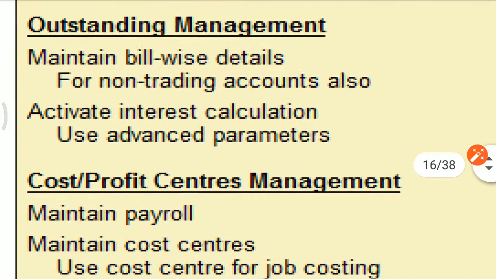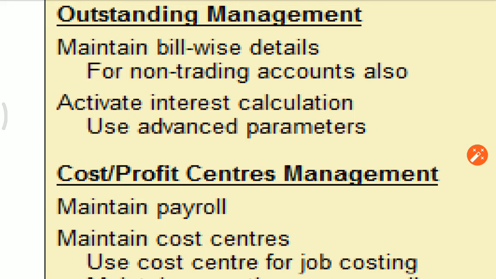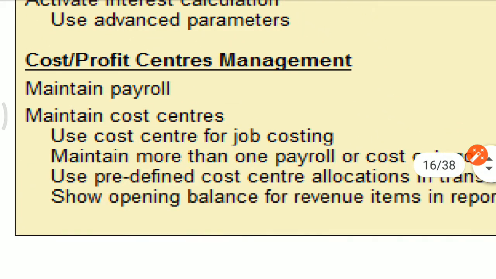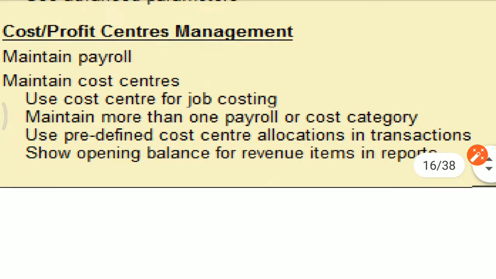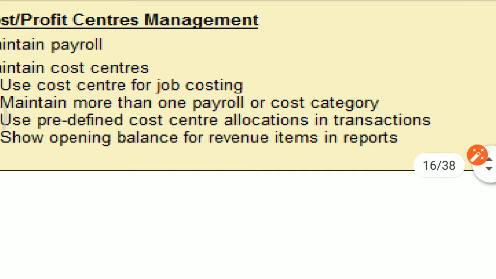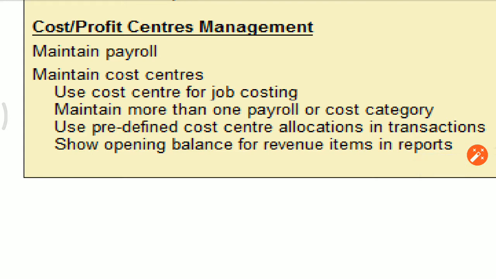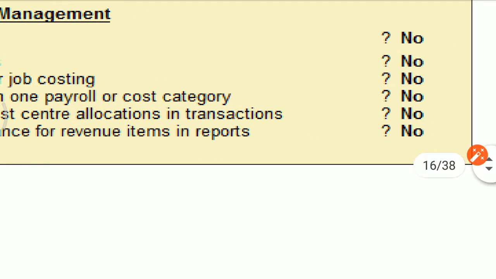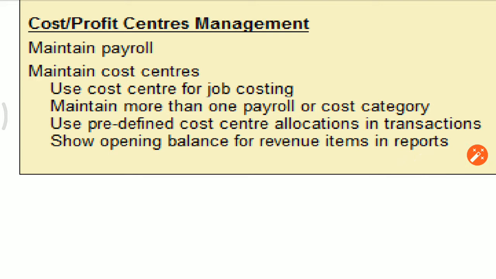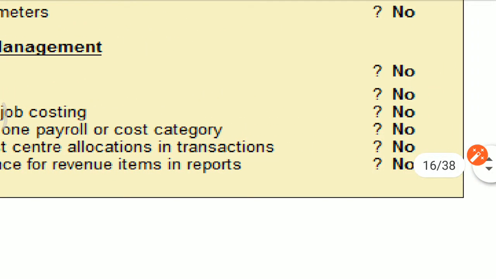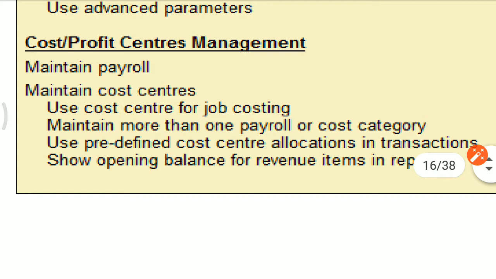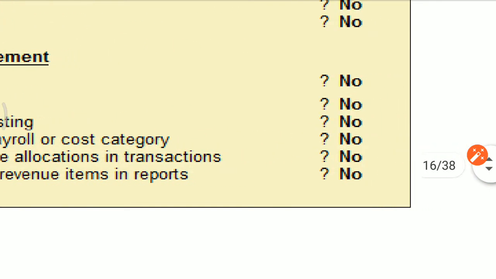The next important option is activate interest calculation and use advanced parameters. Friends, Tally software also calculates interest on loans given or taken. The next option is cost center or profit center management. This is a setup. If you want to activate payroll, then you can press yes. When you want to activate cost centers, this option should be yes. Use cost center for job costing, no. Maintain cost center, yes. Show opening balance in revenue items in your report, no.